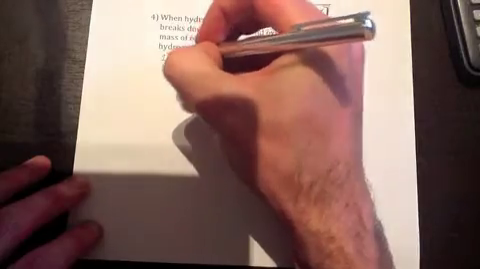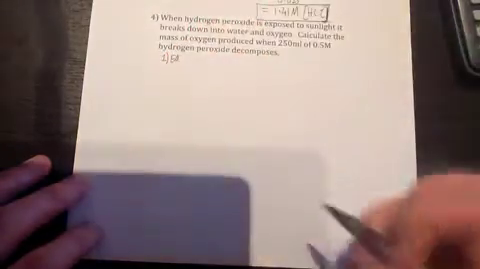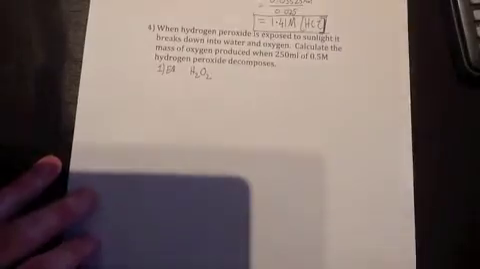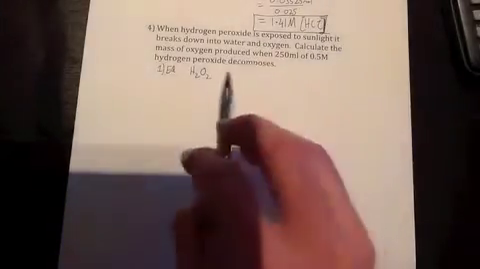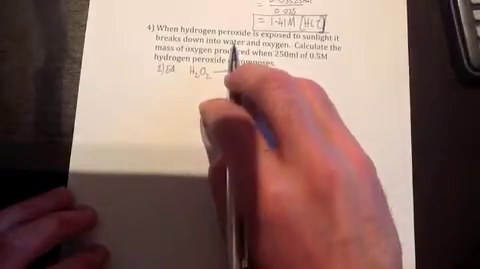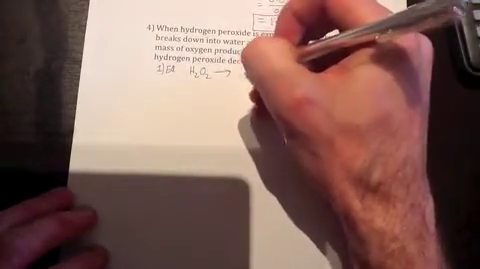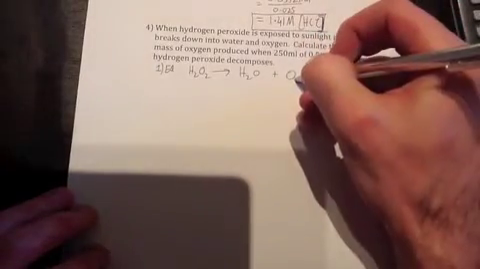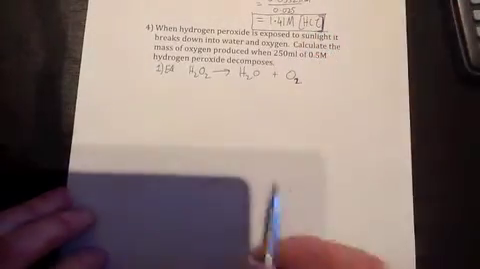So one is always an equation. Hydrogen peroxide, if you don't know what it is, Google it, okay? But I know what it is, so it's H2O2 is hydrogen peroxide. This is decomposing. So it's forming water, which is given to you in the question, H2O, and oxygen, O2, because oxygen gas is O2, and you should know that.